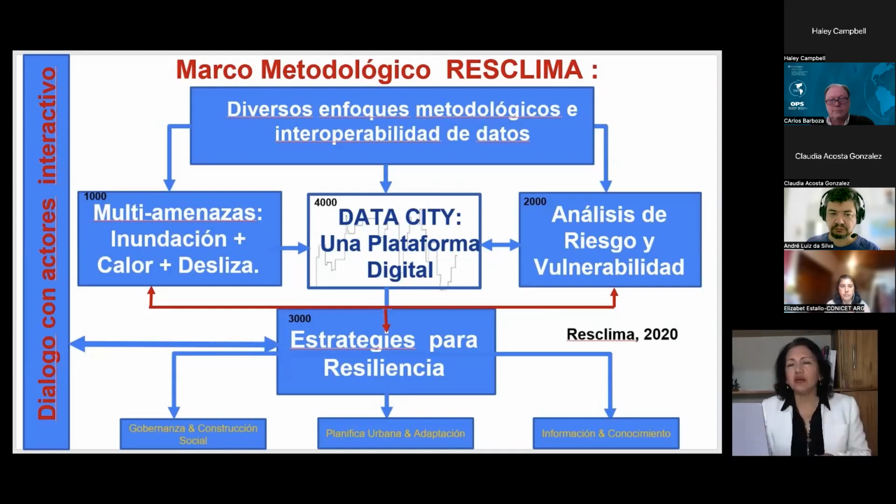This shows the risk of vulnerability analysis, because we were interested in determining where the city and its inhabitants were most vulnerable and what their risk level was to these hazards. Then comes the component that corresponds to how we define the resilience strategies.